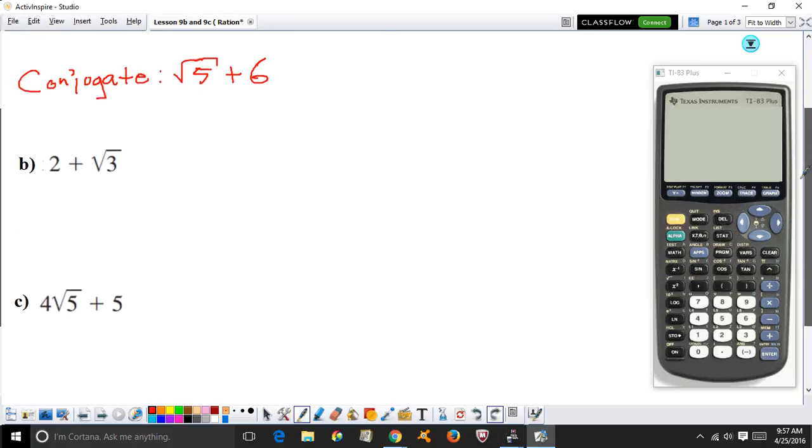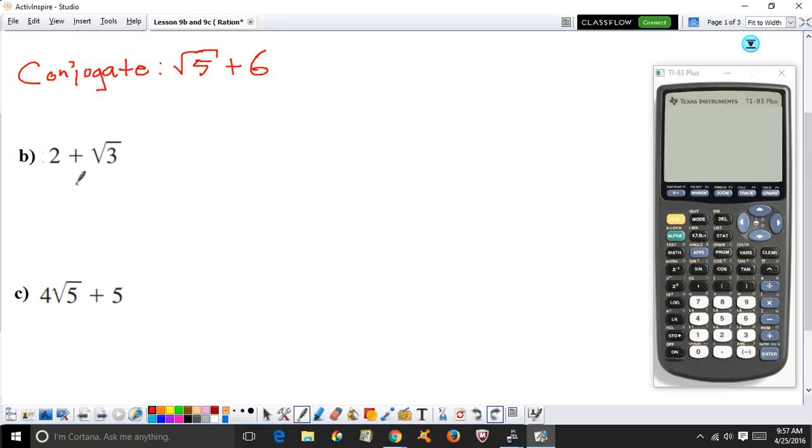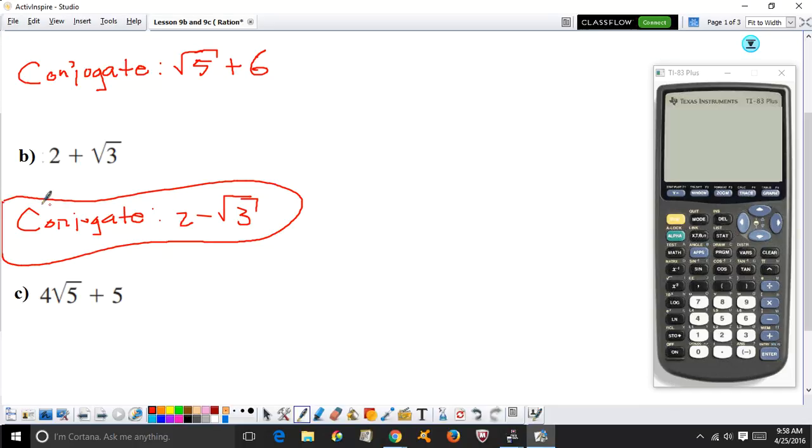It looks straightforward, but it's a powerful idea when we try to rationalize the denominator, which we will show in the next slide. So here, the conjugate is equal to 2, and if you see a plus, you change it to a minus, square root of 3. And that's it. This is how you find the conjugate. You just change the sign.